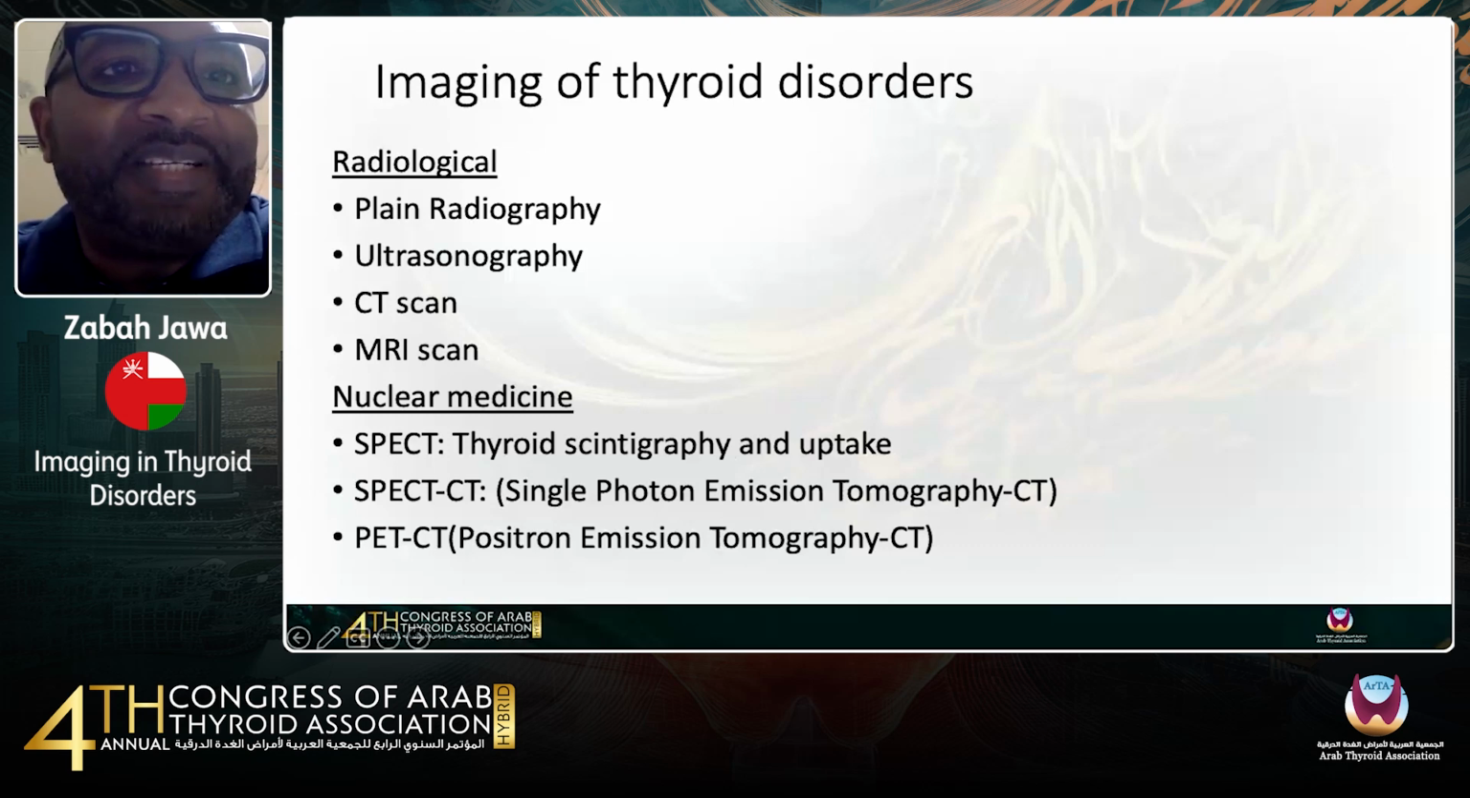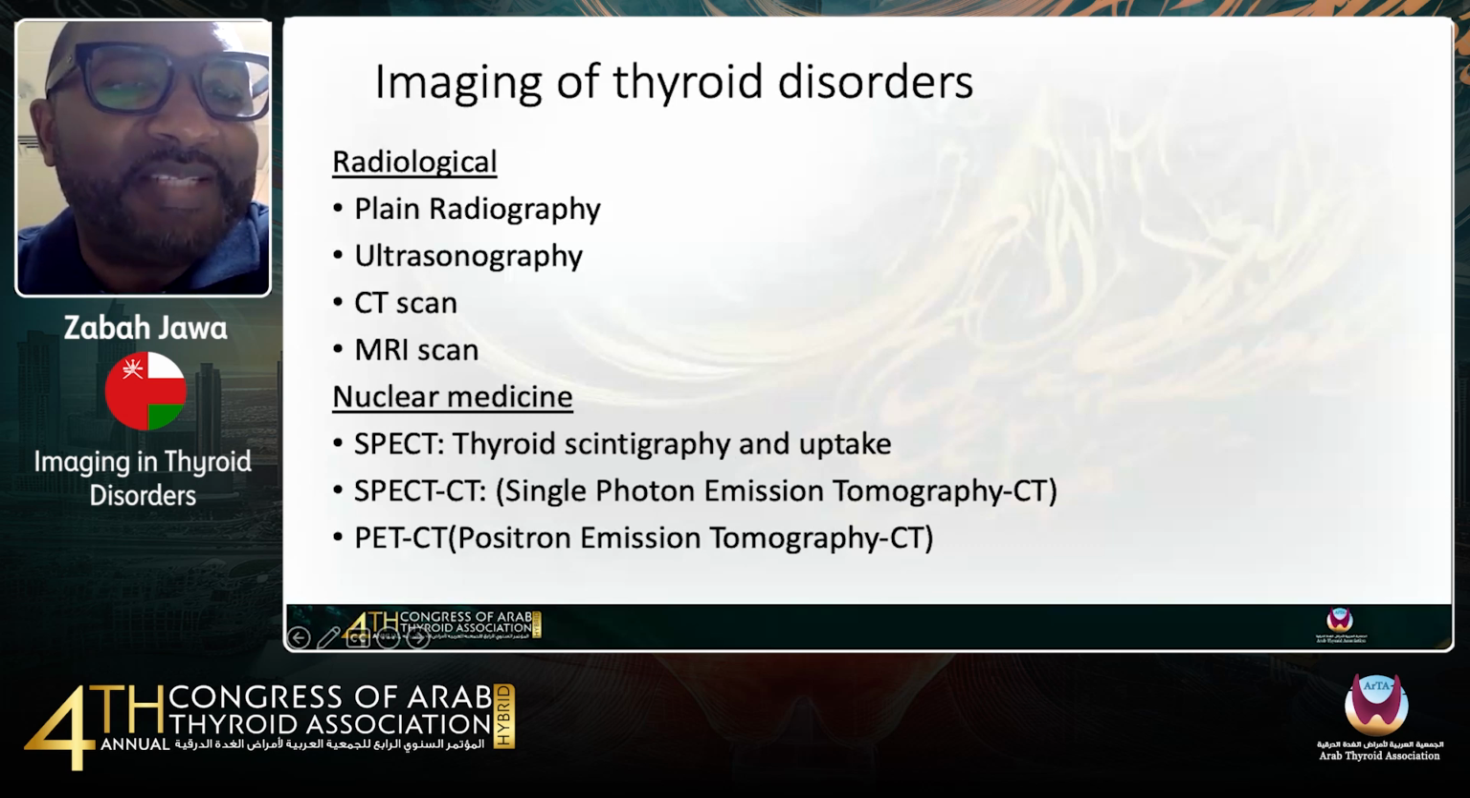So, in terms of imaging thyroid disease, there are two main types of imaging. We have radiological imaging and nuclear medicine imaging. The radiological imaging depicts anatomy, so it includes plain radiograph, ultrasonography, CT scan, and MRI. This range of radiological modalities provides you with anatomy as well as morphology of the thyroid.